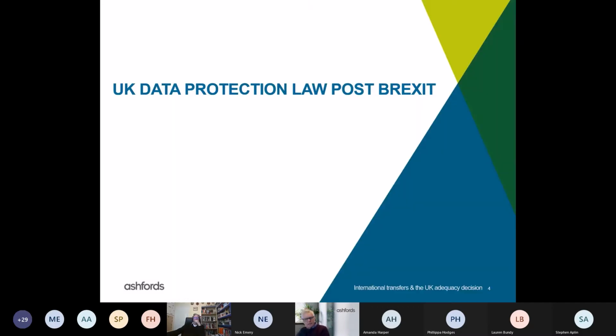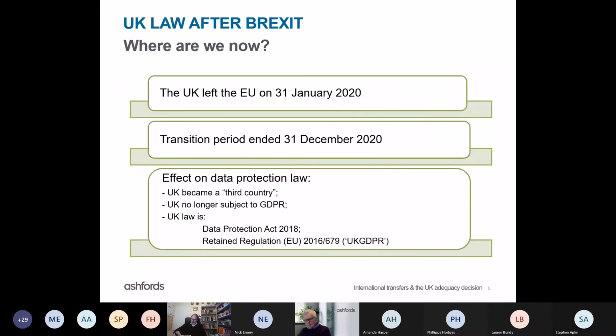So moving on to the next slide, what is the UK data protection law position following Brexit? Next one, please. So where are we now? The UK left the European Union on the 31st of January 2020, and the transition period, which was agreed as part of the leaving arrangements, ended on the 31st of December 2020. So what effect did that have on data protection law? Well, first, the UK became a third country so far as the European Union is concerned. The UK is no longer subject to GDPR, and UK law is made up primarily of the Data Protection Act 2018, which remains in force, and also retained regulation EU 2016/679, known now as UK GDPR.